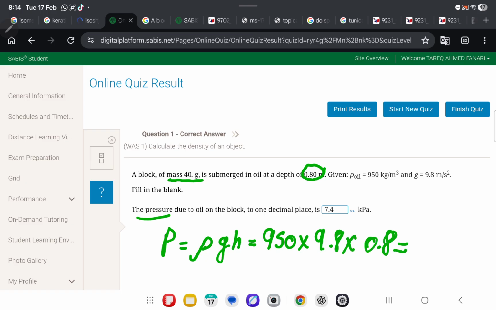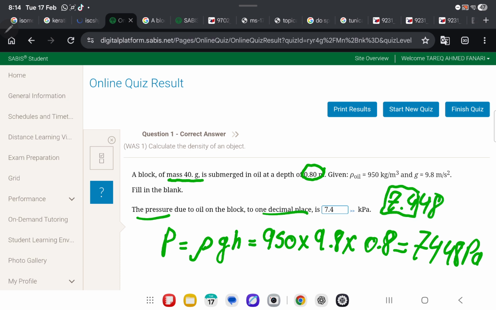Now this gives me 950 times 9.8 times 0.8, which is 7,448 Pascal. But here they wanted kilopascal. So you're going to divide by 10 to the power of 3. You get 7.448, and they want one decimal place, so 7.4 is our answer.